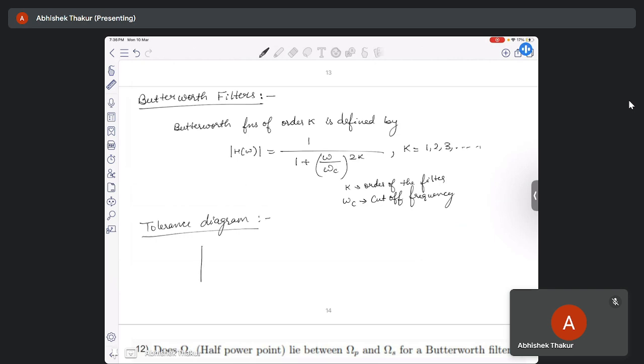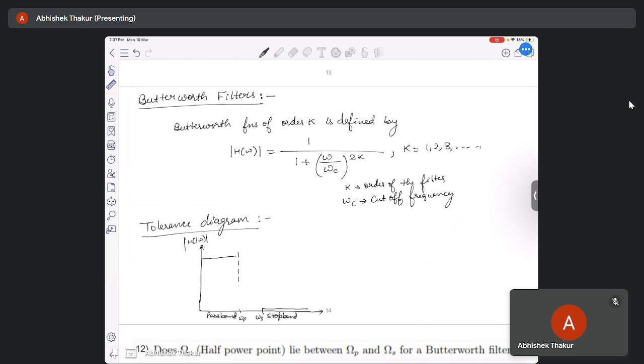In the tolerance diagram, let's suppose this is the magnitude response H of j omega, and let's suppose it is a low pass filter here. There is some transition band, and then this is our stop band. Up to here it is the pass band, and this is our stop band. This is omega p, up to which the signal is passed, and this is omega s, the stop band frequency. After this omega s, the signal will be stopped. And this is our transition band.